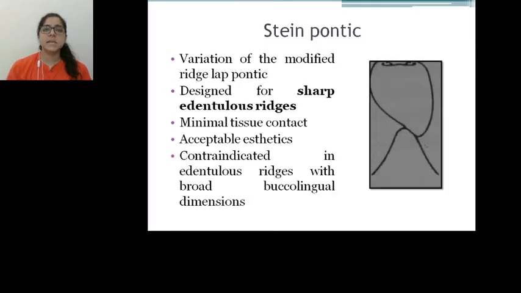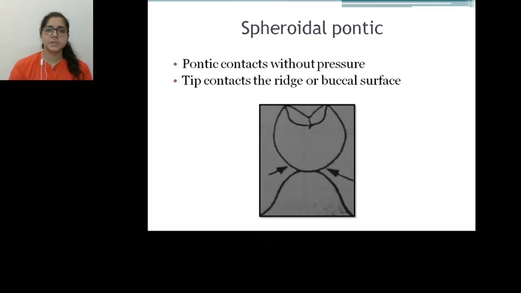Next is the stain pontic. It is a variation of a modified ridge lap pontic, and it is specially designed for sharp edentulous ridges. So whenever a sharp edentulous knife edge ridge is present, this is a form of modified ridge lap pontic which is given. It has minimal tissue contact and it has acceptable aesthetics. It has a contraindication, that is, it is not used in edentulous ridges with broad buccolingual dimensions, because if broad buccolingual dimensions are present, the contact will be increased.